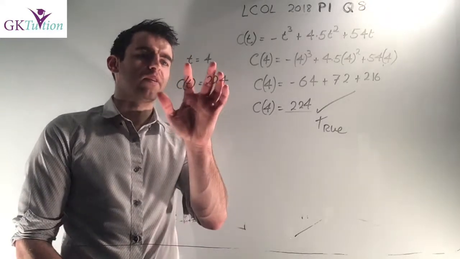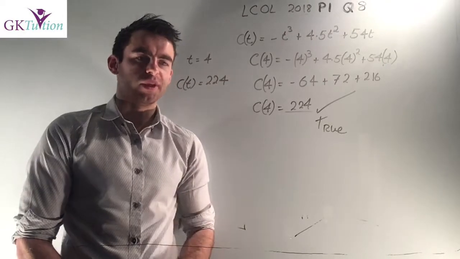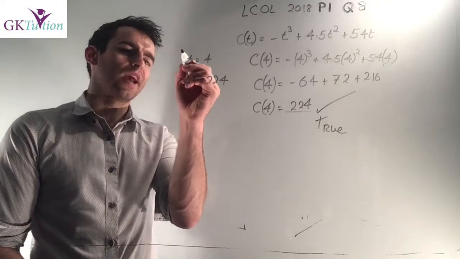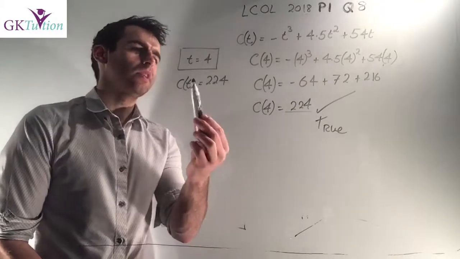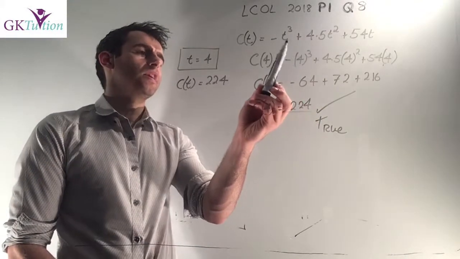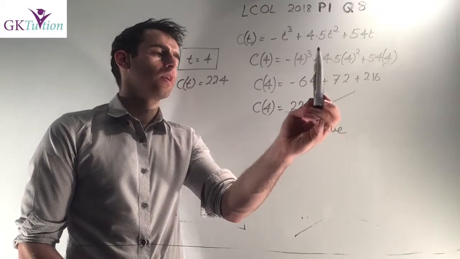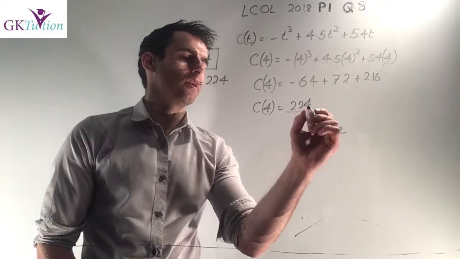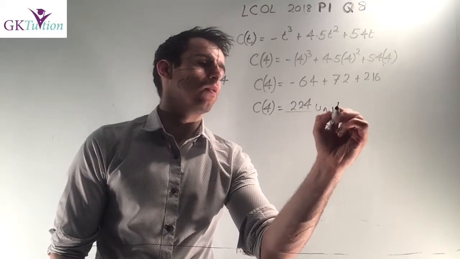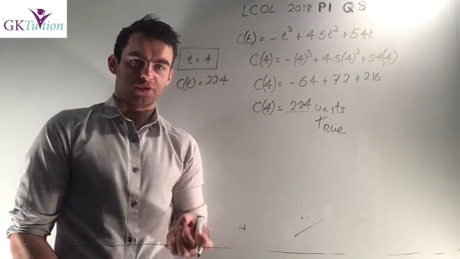They've asked you to verify that after 4 hours, the amount in the bloodstream is 224. I think it's important to actually write out the information so you're clear on what you're trying to do. That means you have to sub into your function. Instead of a t, you're going to sub in 4. Everywhere there's a t, you sub in a 4, you manipulate it down, and you end up with 224. So I know that after 4 hours, there's 224 units of this drug in the bloodstream.